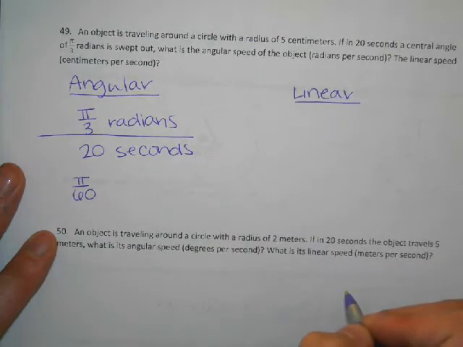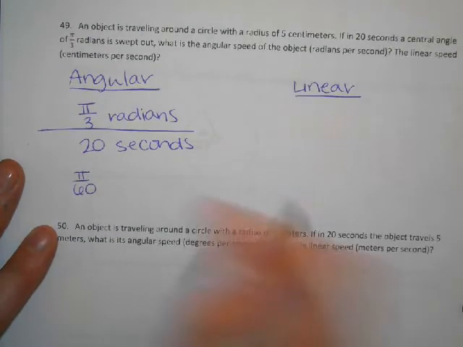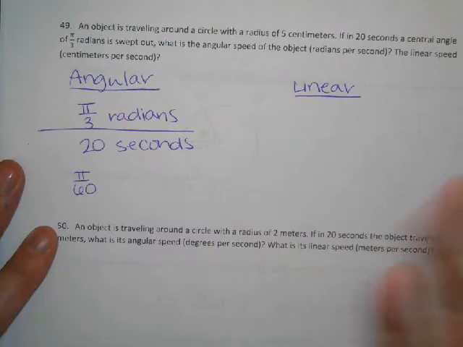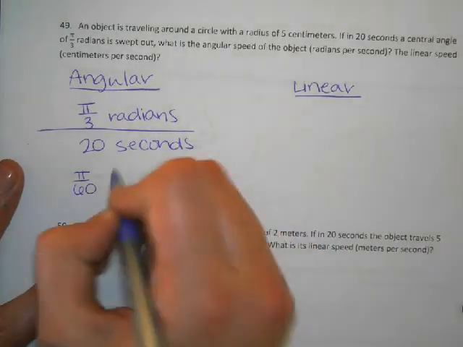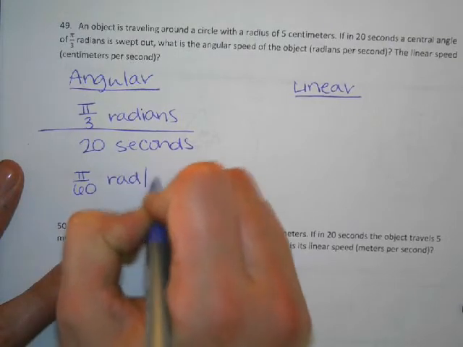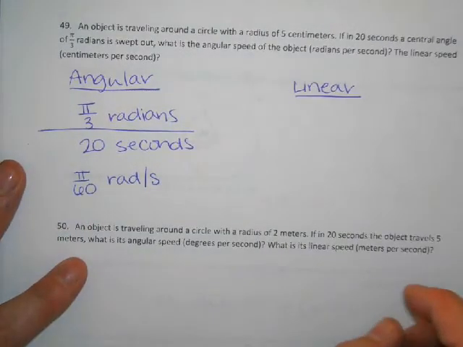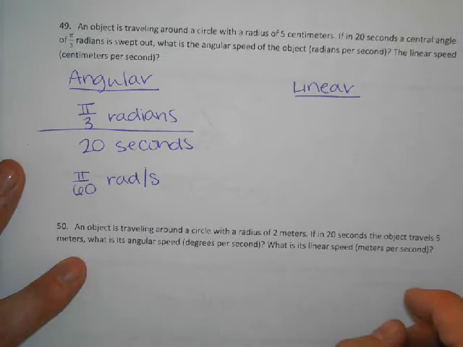Are we comfortable with how I got that? Yeah. I combined my denominators basically. Okay. So pi over 60, and this would be radians per second. And that's my angular speed written in exact form. That's it.